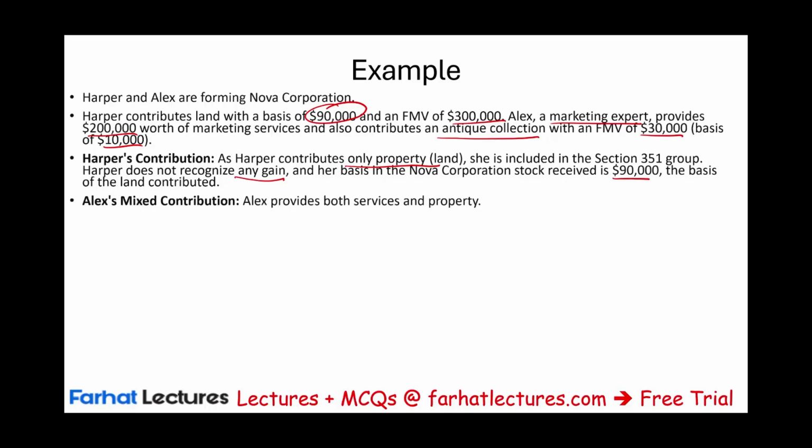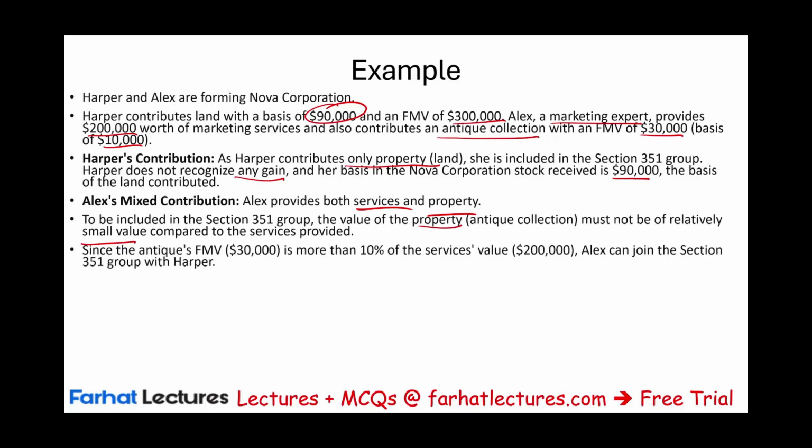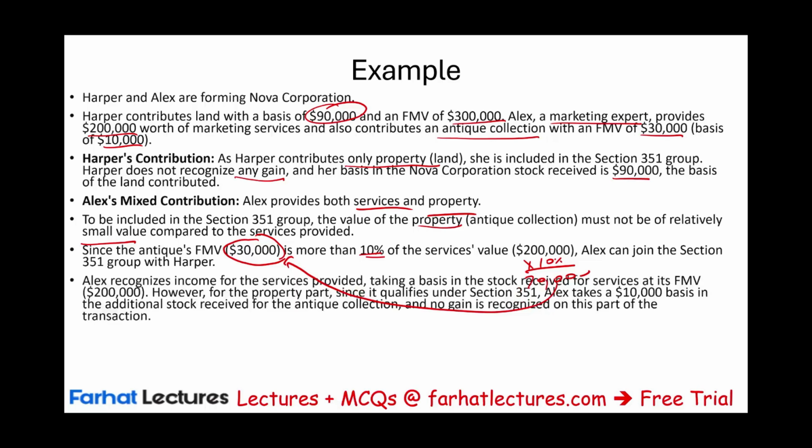Alex here has a mixed contribution, services and property. Well, to be included, the value of the property must not be of relatively small value. Since the antique had a fair market value of $30,000, it is more than 10% of the service value, because 10% of $200,000 is $20,000. Guess what? We exceeded this threshold. Now Alex can join the Section 351 group. Now we have a 351 transaction.